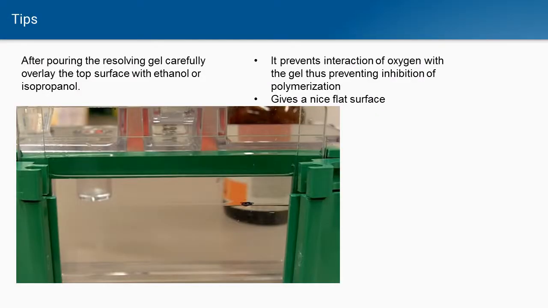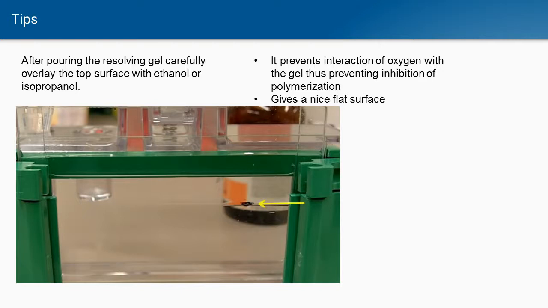After pouring the resolving gel carefully, overlay the top surface with ethanol or isopropanol. This is needed because it prevents the interaction of oxygen with the gel, thus preventing inhibition of polymerization. As I have told you, oxygen has adverse effects on gel formation, and because of that we were using riboflavin also. So after pouring the resolving gel solution, we have to pour isopropanol in order to prevent interaction of oxygen with the free surface, and this practice also gives a nice flat surface.